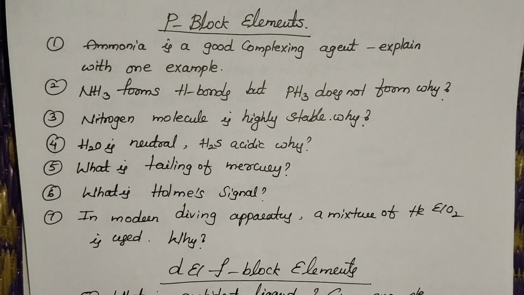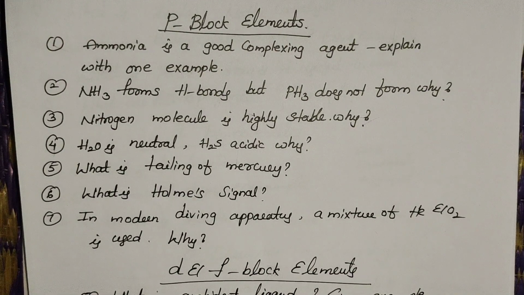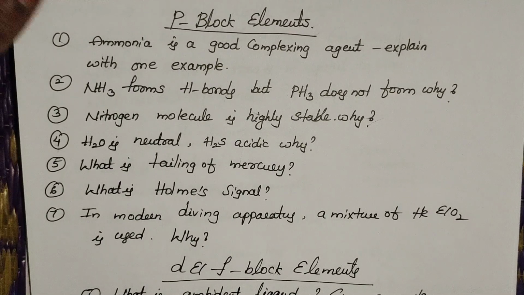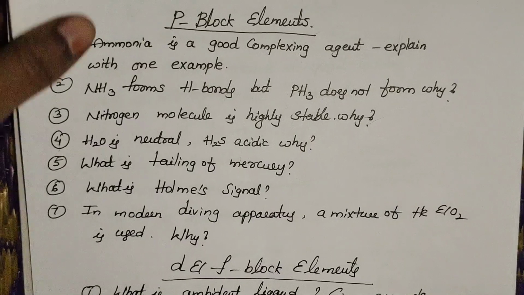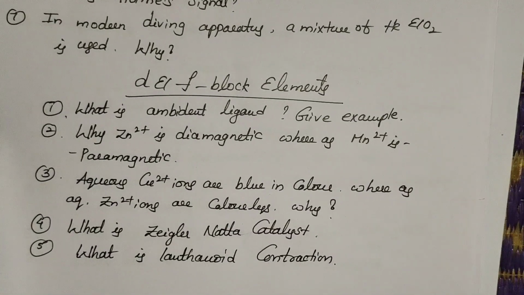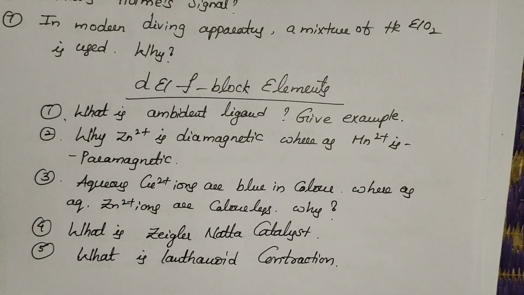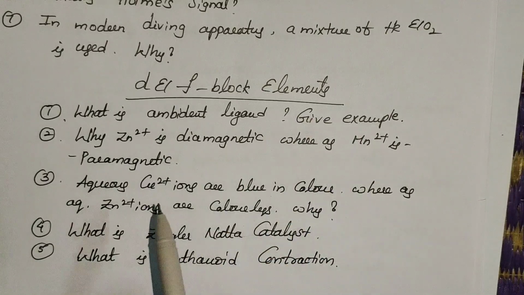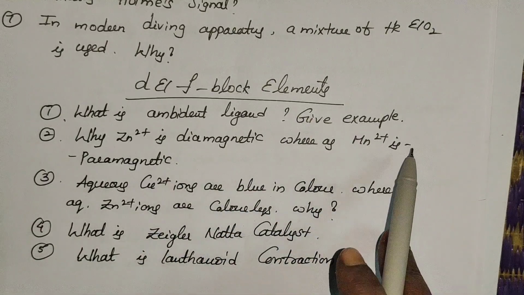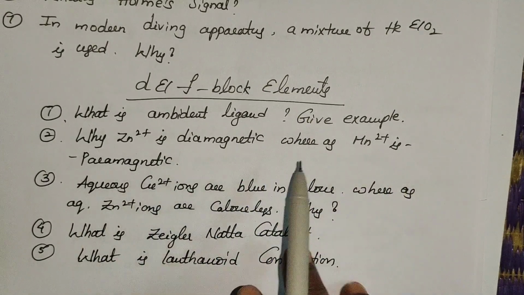Actually, from the P block elements we have approximately 60 VSAQs. From that only 7 I am telling here. So first and foremost, learn these questions. Next, D and F block elements purpose. This is an ambident ligand: only one molecule, but two nucleophilic centers are ready to donate electrons, like cyanide and nitro groups. Next, Zn 2+ is diamagnetic, Mn 2+ is paramagnetic.